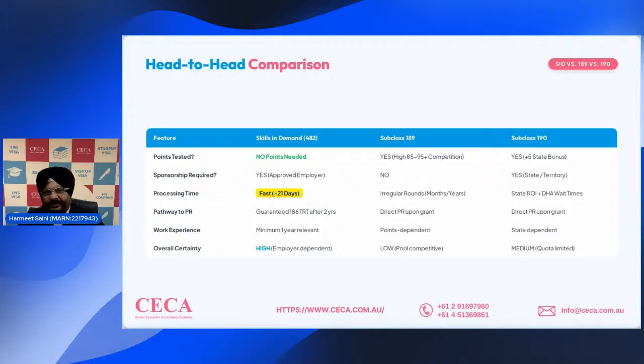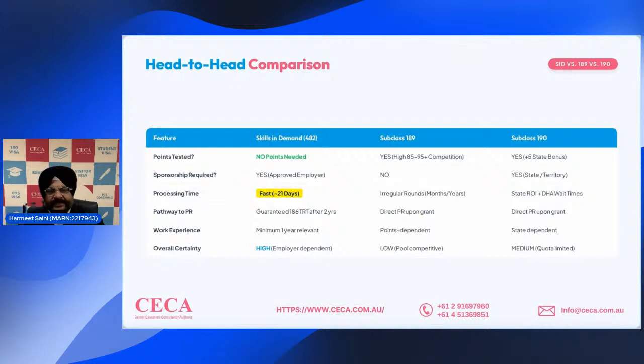So now you can see on the screen there is a straight head-to-head comparison between those visa subclasses. If we look at the points test, comparing the skill in demand visa with the GSM visas 189 and 190, you can see that in subclass 482 there is no points test, and you can directly apply with the help of your employer sponsorship. But if you are considering the 189 option, definitely you have to go for a points test, and similarly for subclass 190 as well.